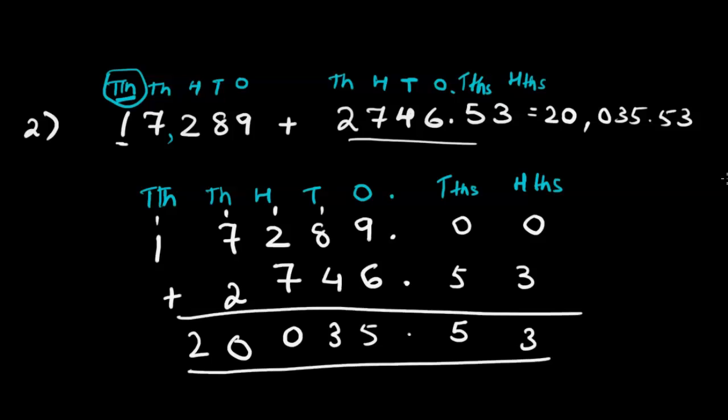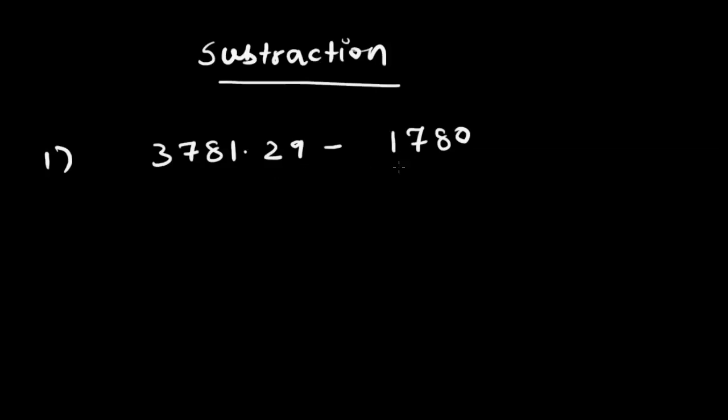Anything that is not there under a place value digit, you just fill the gap with a 0 and then add the two numbers. Let's do subtraction now. Process for subtraction is also same. Let's say we have to subtract 3781.29 and 1780. The first thing we do is put place value chart.